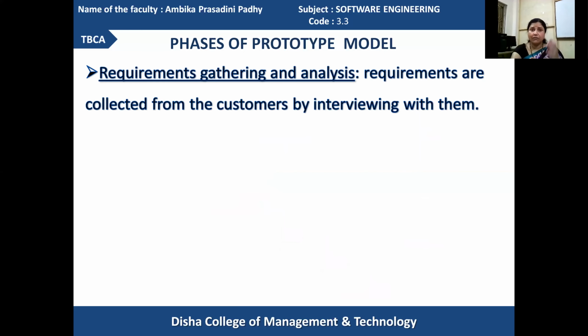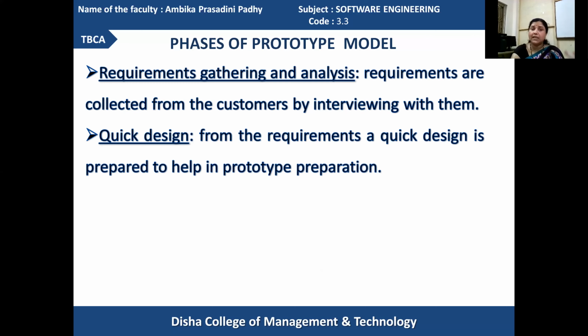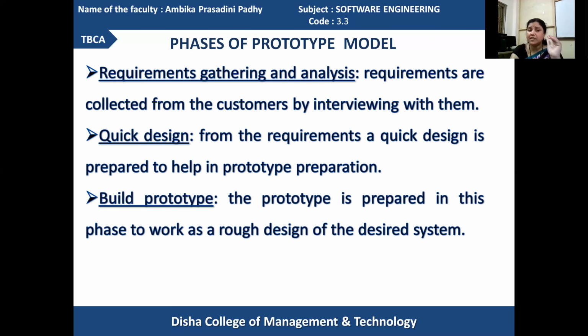So these are the phases of the prototype model: requirements gathering and analysis. In requirements gathering, the requirements will be collected from the customer by interviewing them. Then quick design will be done. It is prepared by looking at the information present in the requirements gathering and analysis part, and this will be beneficial for preparing your prototype. Then the prototype is prepared to work as a rough design for the desired system. The prototype can be rebuilt from the rough design. It will be converted to the actual design after the customer acceptance.